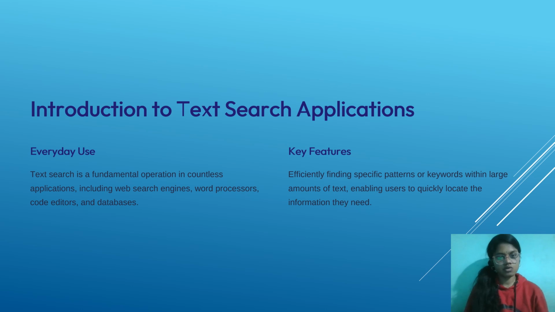In everyday use, text search is a fundamental operation in countless applications including web searches, word processors, code editors, and databases. The key feature of text search is efficiently finding specific patterns or keywords within large amounts of text, enabling users to quickly locate the information they need.